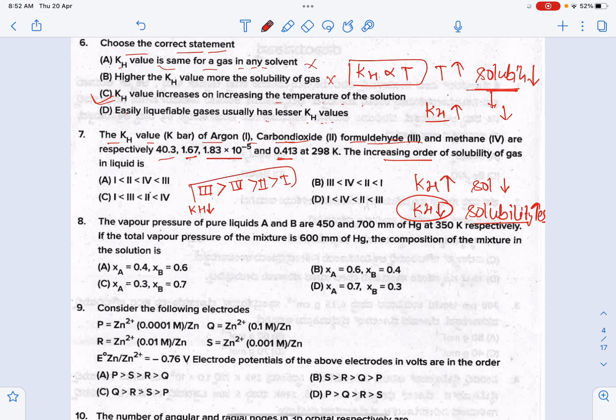So among these compounds, third one has low value of Kh, so their solubility will be highest. And in the question we are asked the increasing order of solubility of gas in liquid. So if we arrange in increasing order, then this will be the increasing order of solubility of gases. So according to this, our correct option will be A.